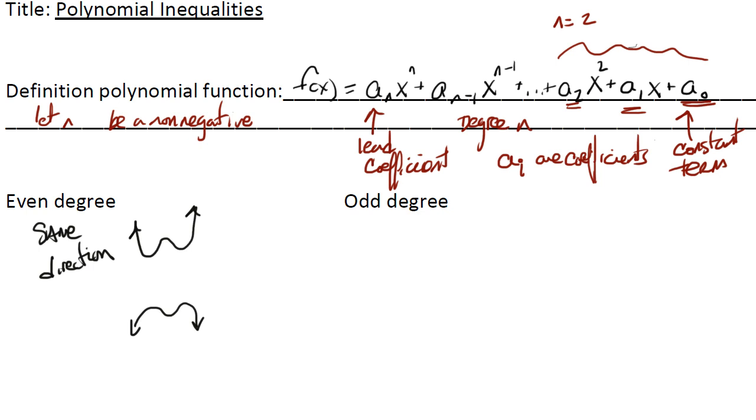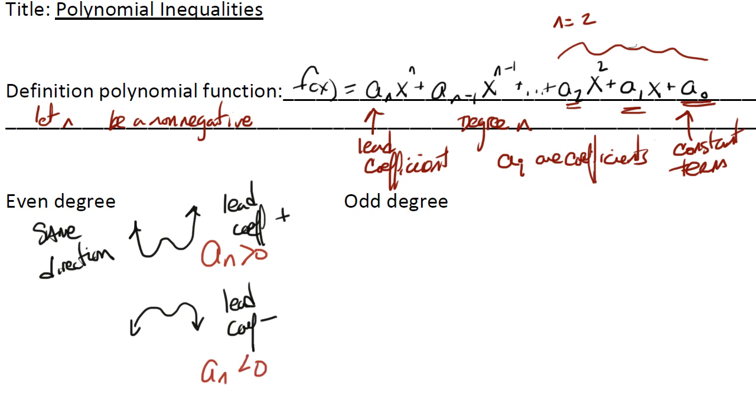When it's pointing up, that means the number in front, the lead coefficient, is positive. And if the lead coefficient is negative, it's pointing down. And once again, don't freak out, what you might see is a_n is greater than 0. That means above 0, which is positive. Down here it might say a_n less than 0. That would be negative.